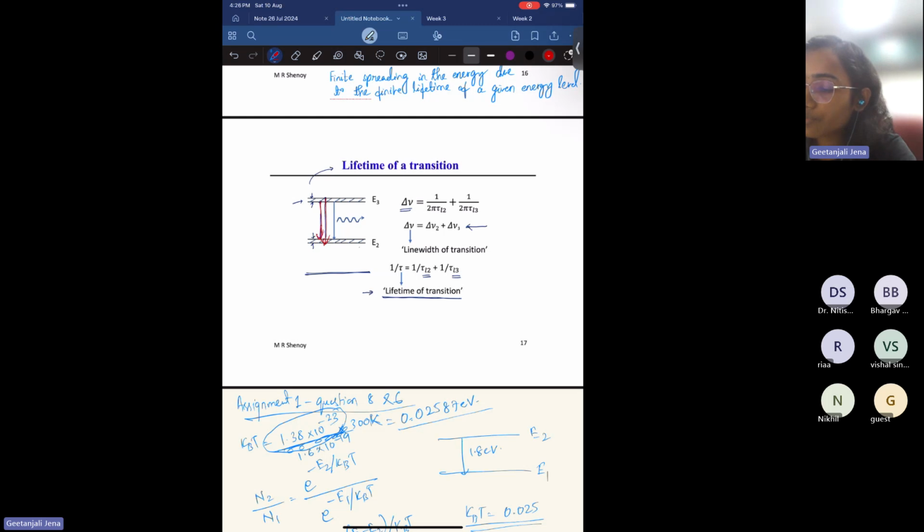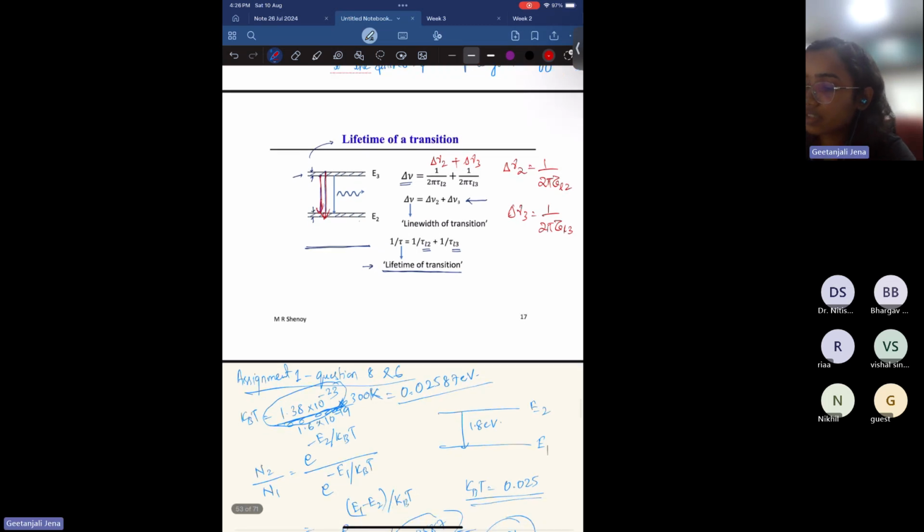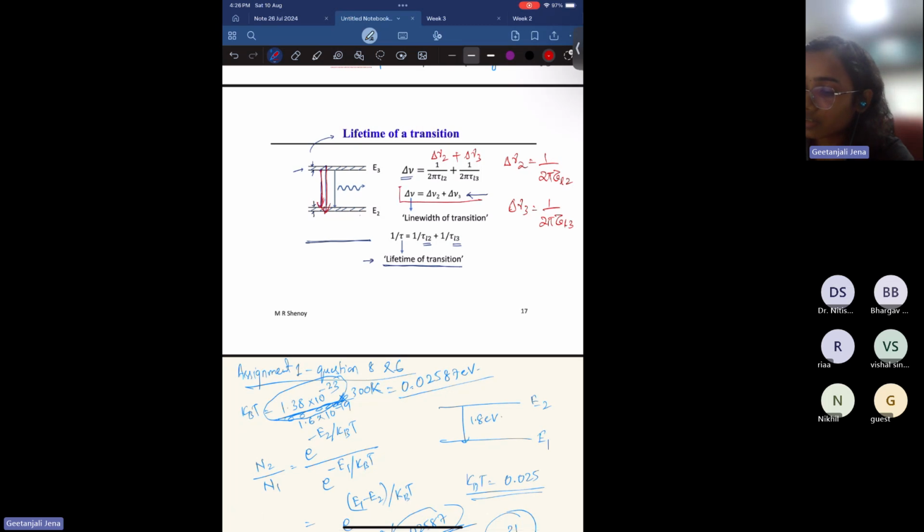For that, if you want to find the line width delta nu, this is the summation of the lifetimes of the second level and the third level. So this is delta nu second plus delta nu 3. Delta nu second, you already know, for the second level is 1 by 2 pi tau L2, and for the third level it is 1 by 2 pi tau L3. If you put these expressions here, you will find the line width of a given transition.